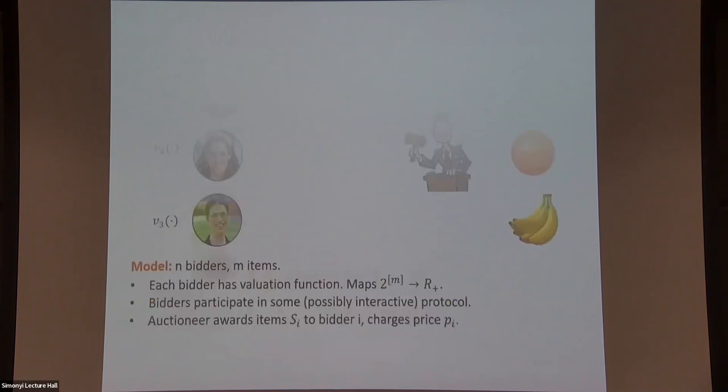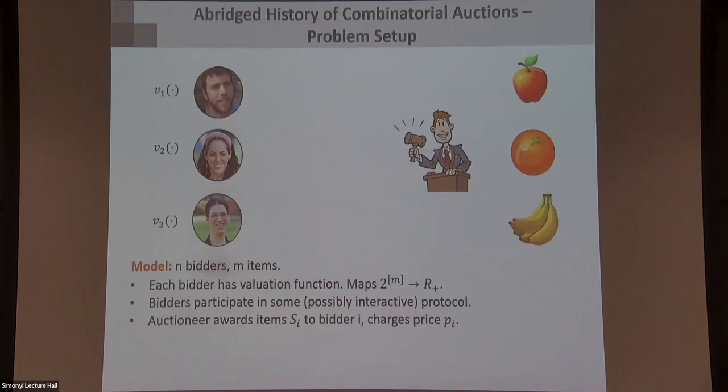What are combinatorial auctions? This slide is just going to be the formal mathematical problem. There is a set of bidders, there is a set of items, and every bidder has a valuation function. Just to confirm, these are functions that take as input a set. So fully describing a valuation function is 2 to the m numbers. It's not necessarily something simple where your value for an apple and an orange is the apple plus the orange. It's some arbitrary function on the sets.